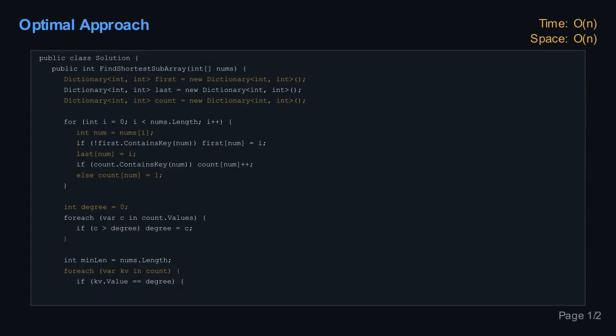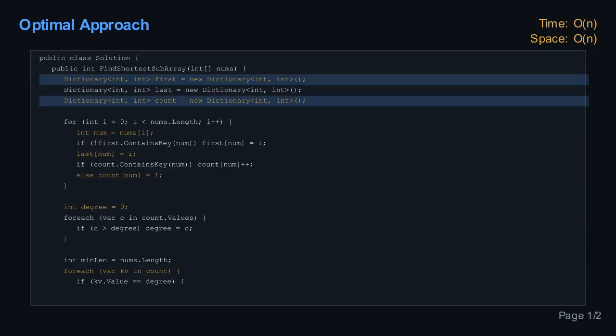The key insight is that for any value that achieves the global degree, the shortest subarray containing all its occurrences is exactly the span from its first appearance to its last appearance. So we only need to know, for each distinct number, how many times it appears, where it first shows up, and where it last shows up. We can gather all 3 in one left-to-right pass.